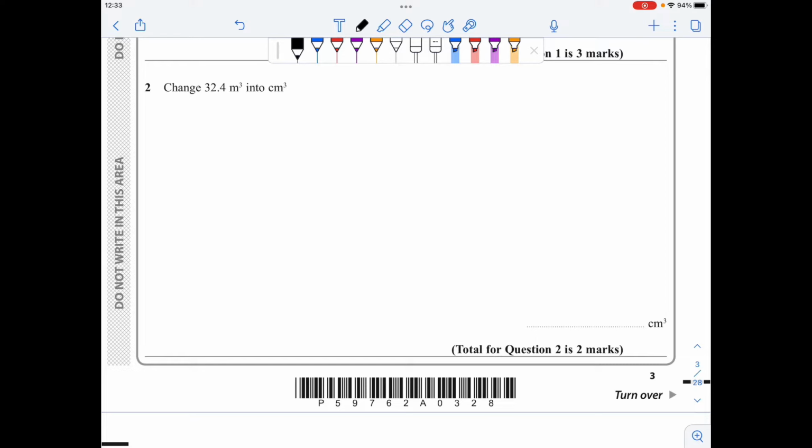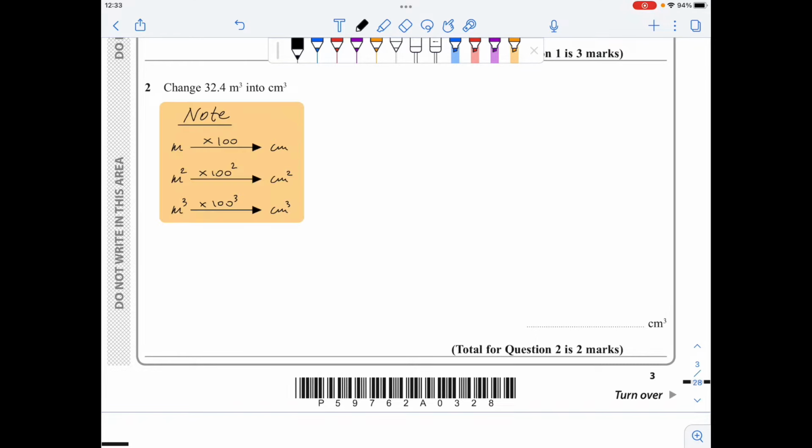For question 2, note the following. Going from meters to centimeters, you multiply by 100; meters squared to centimeters squared by 100 squared, and meters cubed to centimeters cubed multiplied by 100 cubed. So in our case, it's going to be 32.4 times 100 to the power of 3. So that's a total of 6 zeros, which means 3 2 4 with another 5 zeros would be the correct answer.